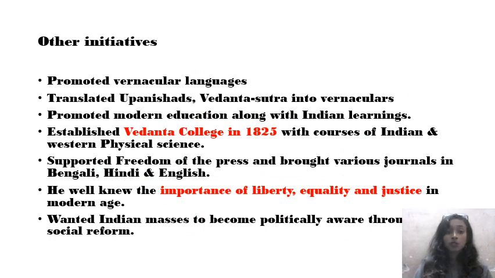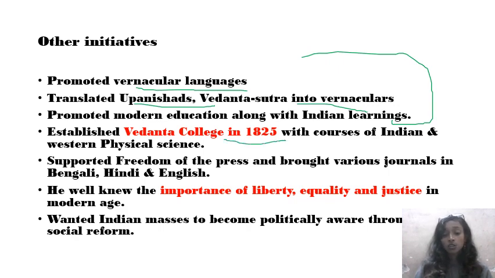The next slide is about his other initiatives. He was famous not only for eradicating Sati from society; he also tried to promote vernacular language. He translated the Upanishads, Vedas and Vedanta Sutra into the vernacular so that untouchables and women could also read the Vedas and know the teachings of these ancient scriptures. And in 1825, he established Vedanta College, introducing Indian and Western courses, and he tried to promote Western sciences and Indian learning there.